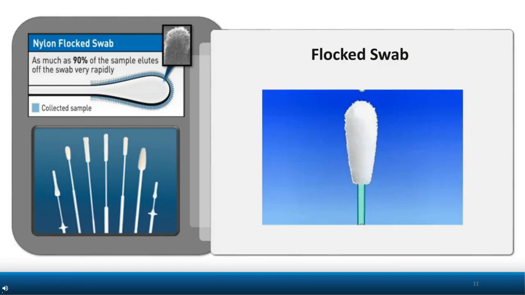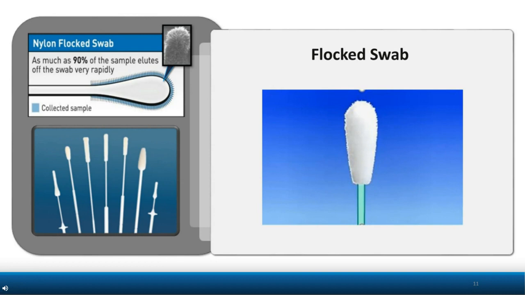So again, the flock swab is made out of nylon, and it's made out of these millions of very small nylon strands that are coated onto the head of this elongated swab here, or molded swab, as you can see. Now, flock swabs, as you can see on the left-hand side, come in all different kinds of sizes and shapes, depending on what you're going to use them for.